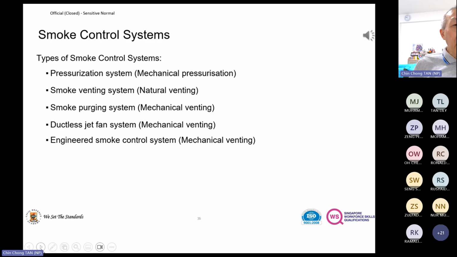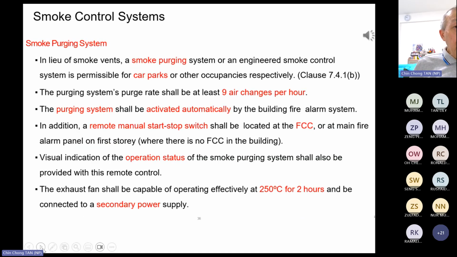So here I have talked about pressurization system. The smoke containment as well is an engineered smoke control system in the atrium. So now we also have smoke purging, which means to remove the smoke.